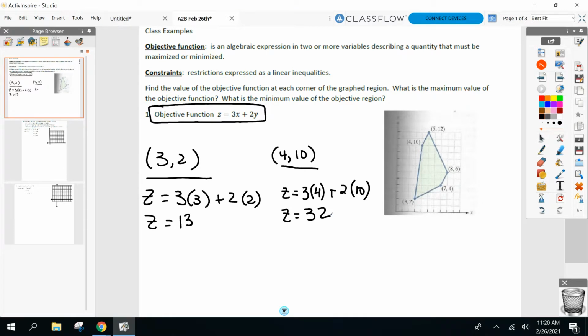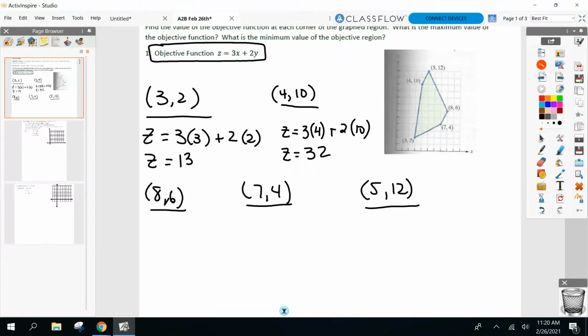All right, go ahead. You got 3 more points now to test. I've got to figure out which pair. It says which pair will give me the max value and what's going to give me the minimum value. So go ahead. Now 8, 6, 7, 4, and 5, 12. Sorry, I went out of order. And then I'm going to go back to calling on you guys here.